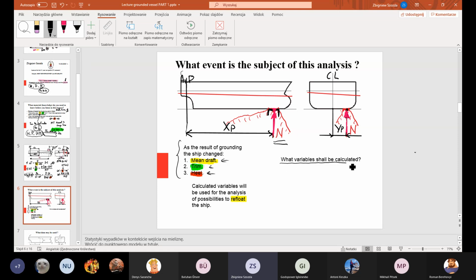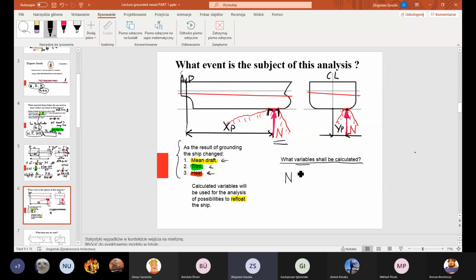What variables shall be calculated? And maybe you did catch the point. If I have to put a list of variables that shall be calculated after grounding, taking into account what has been said, what would be the list? Sir, who should we name? Calculate this reaction force. In order to calculate this reaction force, we need to calculate the new displacement and the new trim and the draft of the vessel.